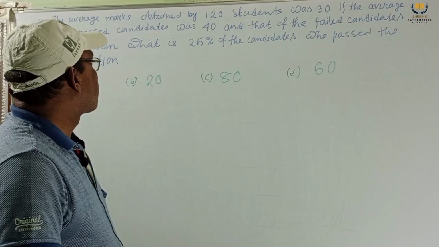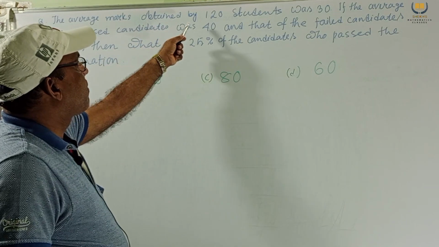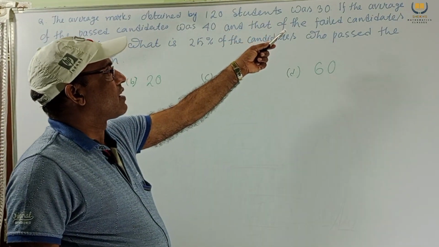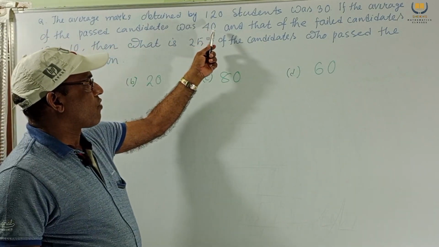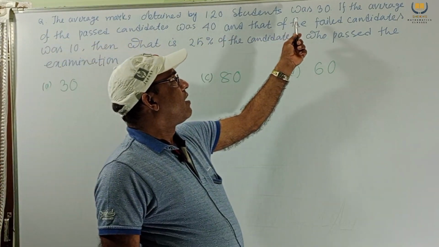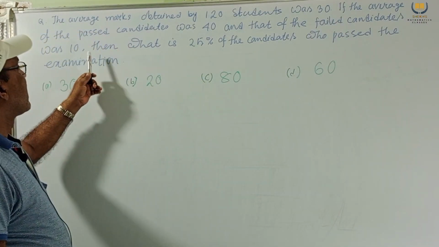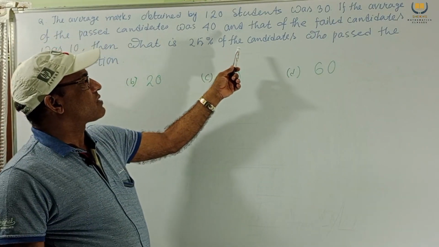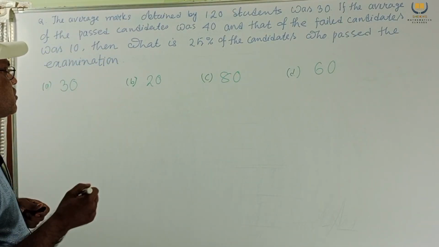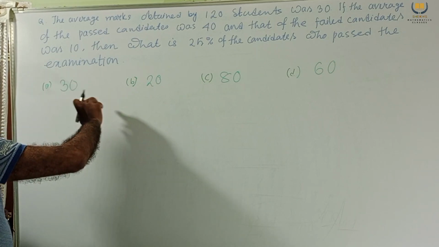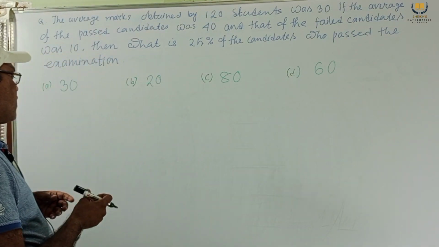Now we consider another problem. The average marks obtained by 120 students was 30. If the average of the passed candidates was 40 and of the failed candidates was 10, then what is 25% of the candidates who passed the examination? So this is the problem. The options given are 30, 20, 80, 60. Now we have to find our correct option.